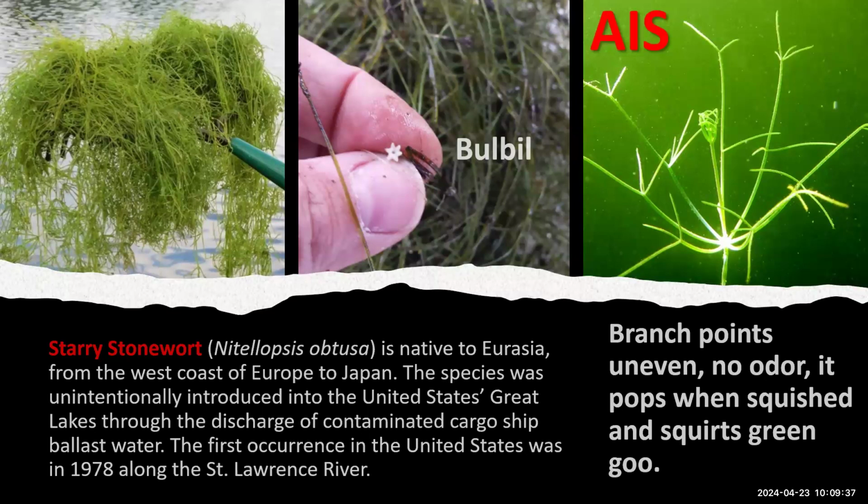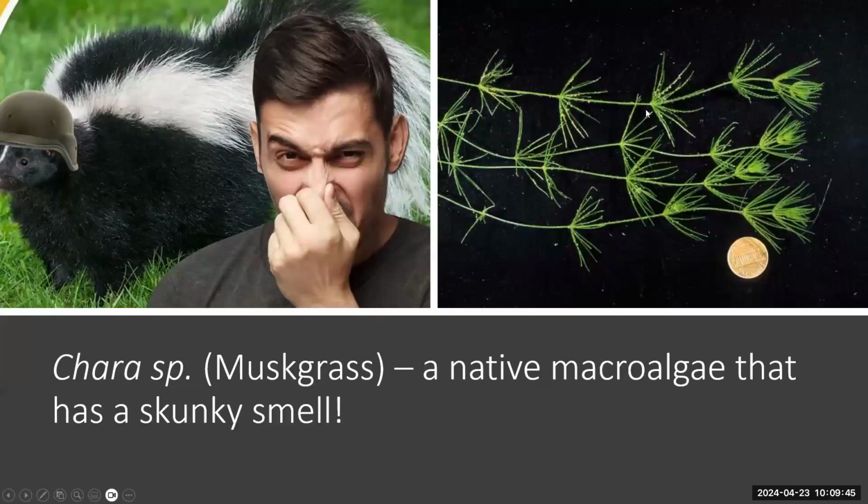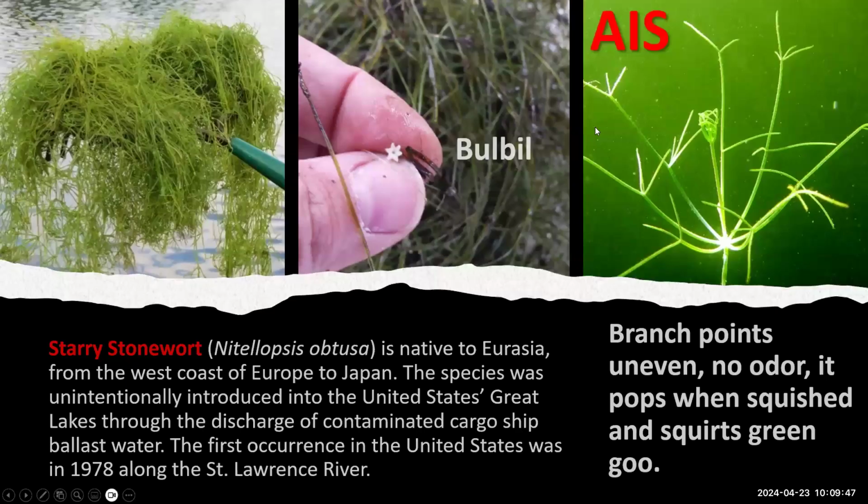Number one, starry stonewort doesn't have that musk. It has no odor to it. If you look at Chara, Chara has a lot of symmetry in its branching. The branch points of starry stonewort are not even. So that's another clue. You can squish starry stonewort and it pops and it will squirt out some green goo. Chara does not do that.